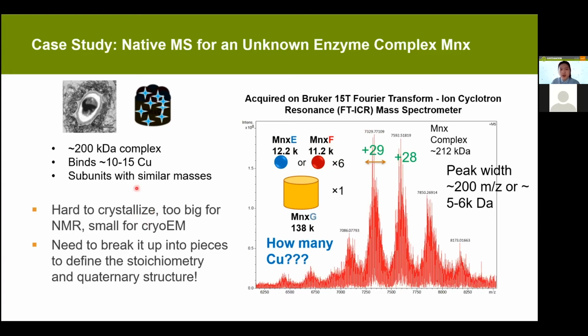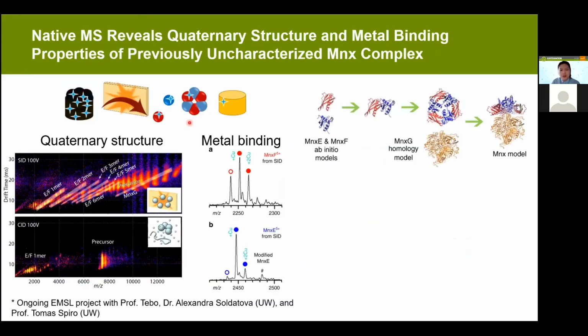The complex is very hard to crystallize, it's in the big size range for NMR, and it's on the smallest end for cryo-EM to easily get a structure. In addition, because of the heterogeneity, if we just do a simple mass measurement of the complex, it doesn't give us all the information. So we really have to break it up into smaller pieces and determine the stoichiometry and more of the structure information. That's basically what we did in this project.